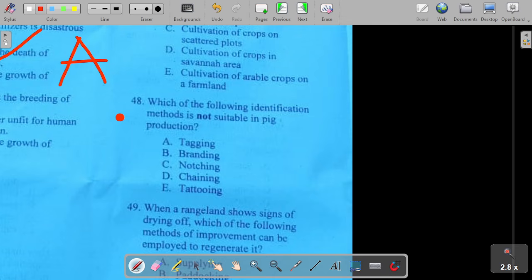48. Which of the following identification methods is not suitable in pig production? Tagging, yes, you can tag your pigs. Branding, it's also similar to cow. Then notching, chaining, tattooing, similar to that of cow. Answer is D.